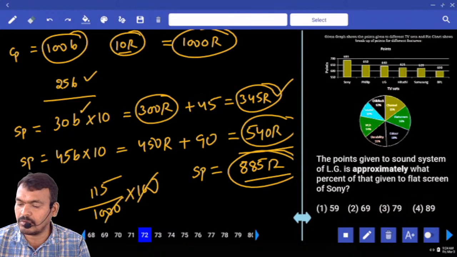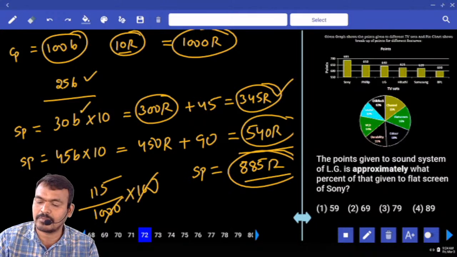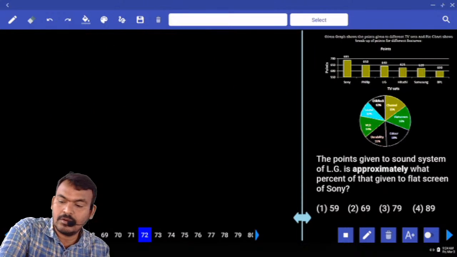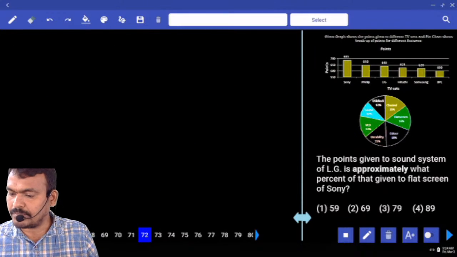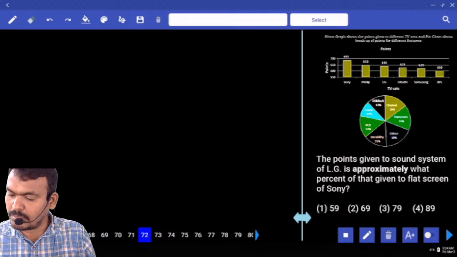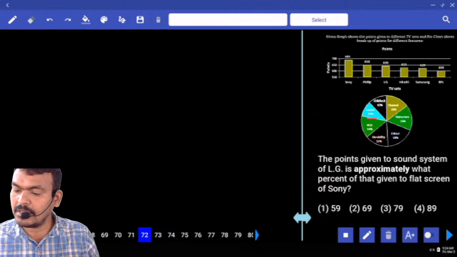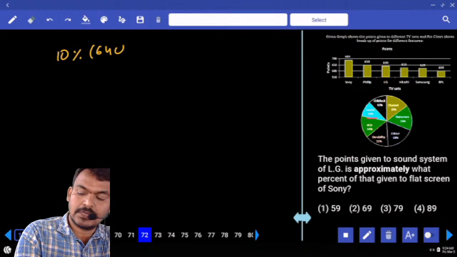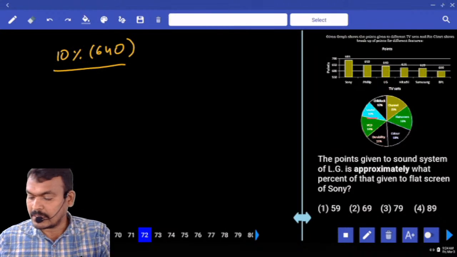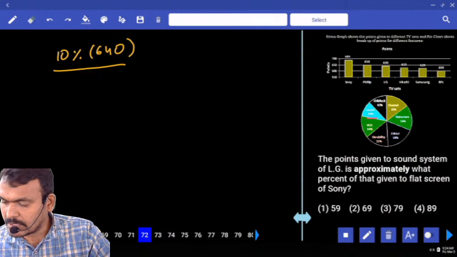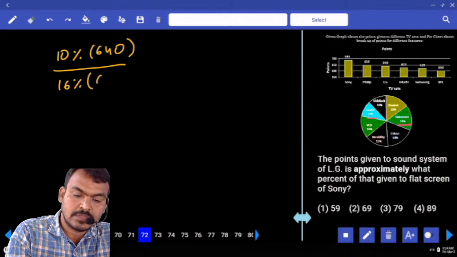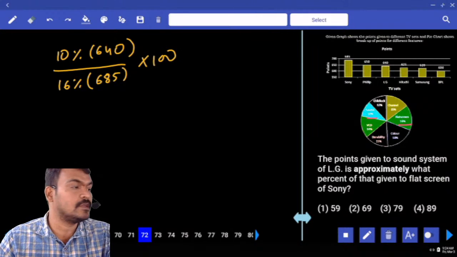The points given to the sound system of LG is approximately what percent of that given to the flat screen of Sony? First, LG sound system. Sound system LG is how much? 10%. 10% of which one? 640. Is what percent of which one? Flat screen of Sony. What is the flat screen of Sony? 16%. 16% of which one? 685. Multiplied by 100, we get the percentage.